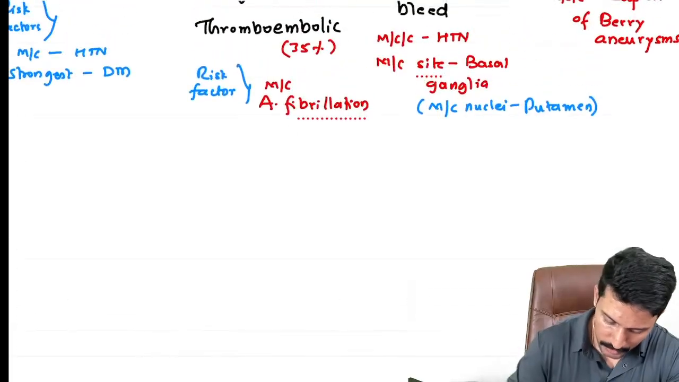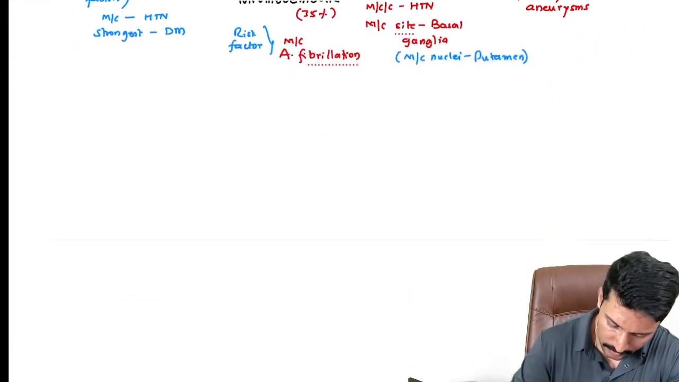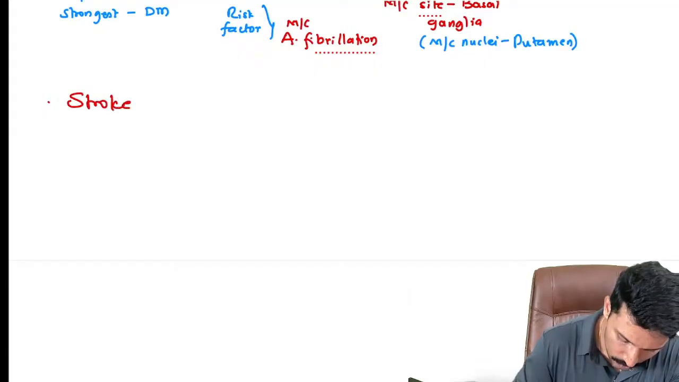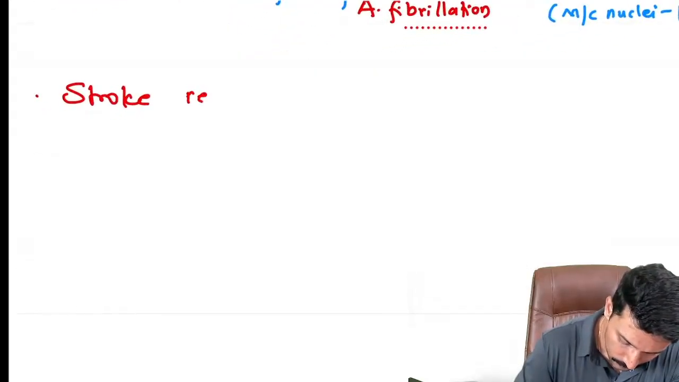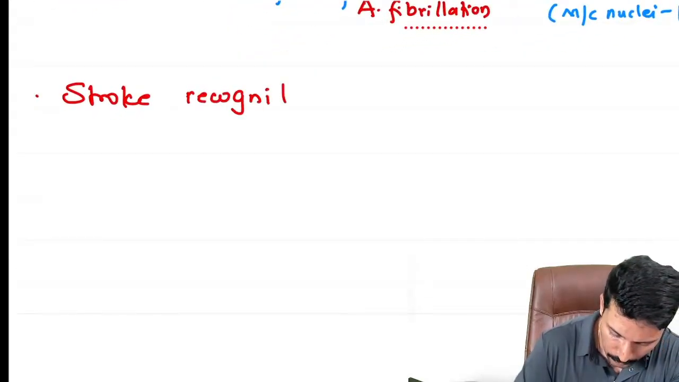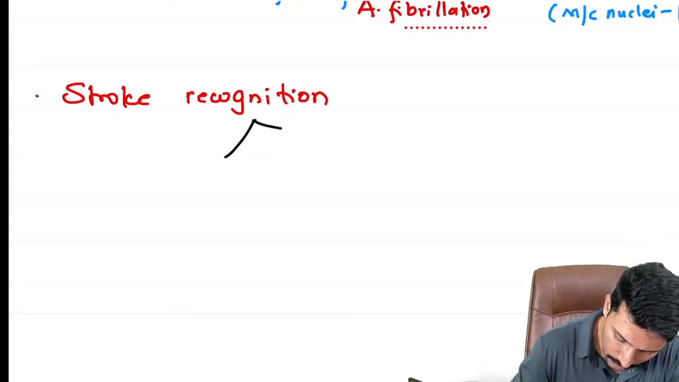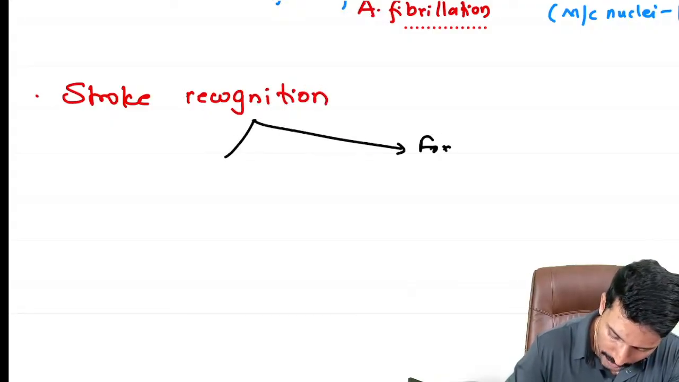So when it comes to ischemic stroke, or for that matter, stroke, early recognition is important. So how do you recognize stroke early? There are two things that help early recognition of stroke. One for layman and one for the clinician. And what is used for layman?